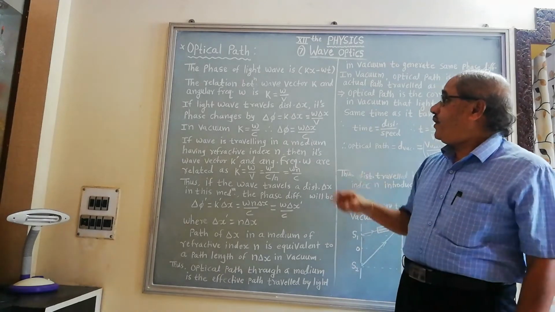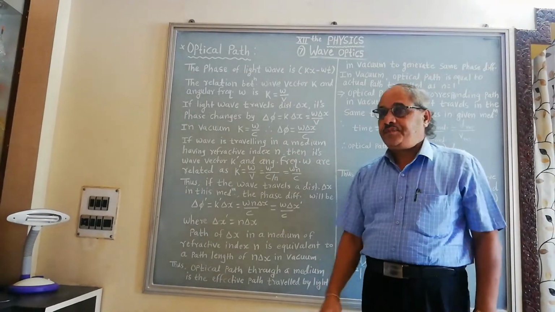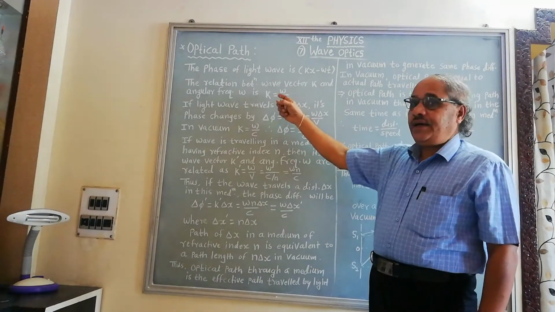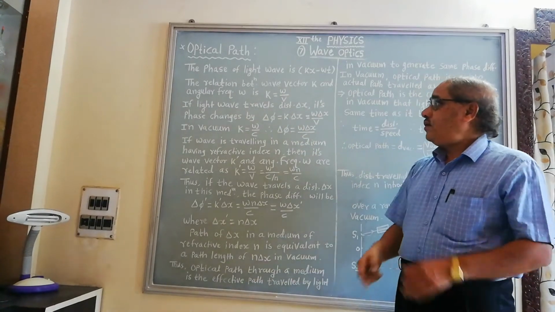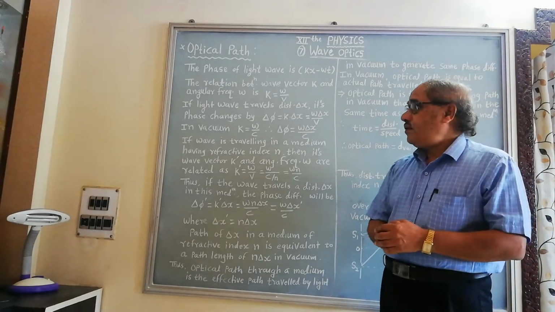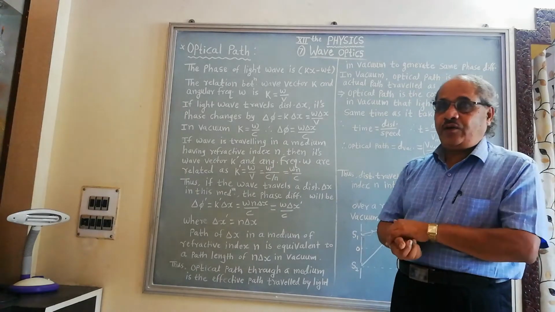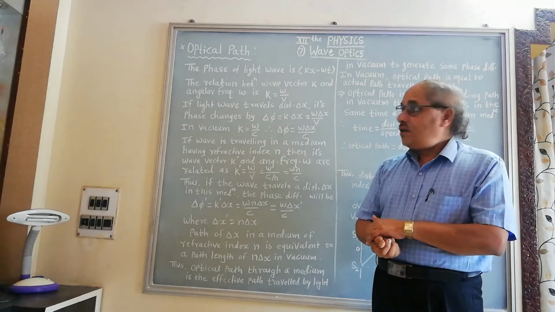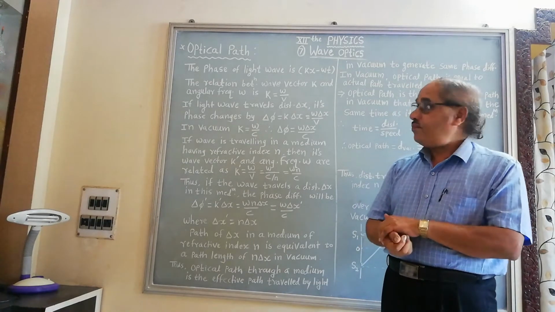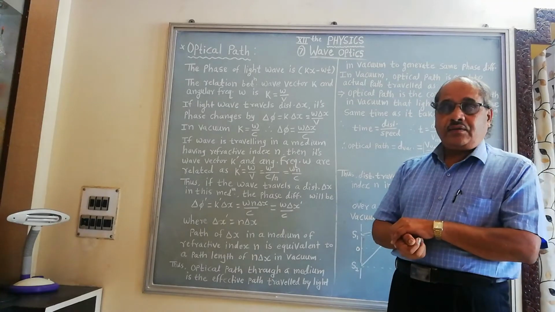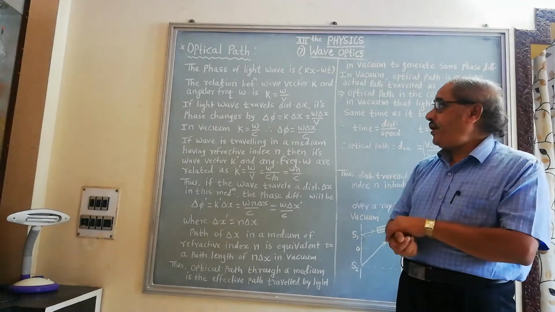Now the relation between wave vector k and angular frequency omega is given by k is equal to omega upon v, where v is the speed of the wave, which is c in vacuum, where c is the speed of the wave in vacuum medium.